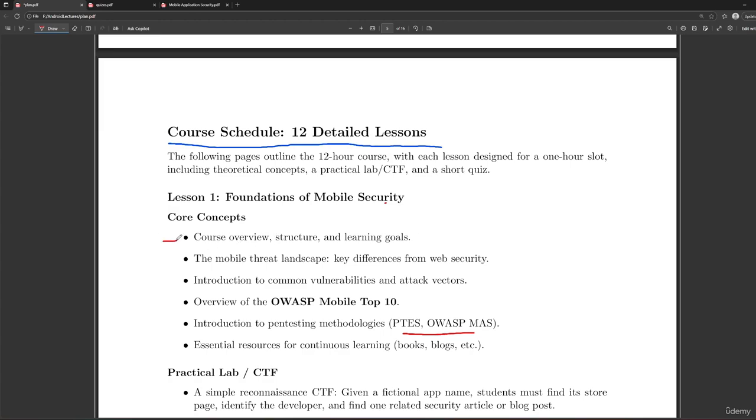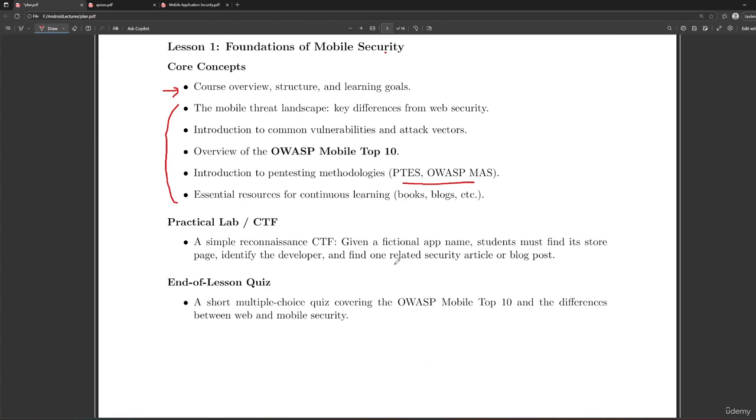So this is this video right now. We will be talking about the course overview, structure, and our goals. And after that, we will be covering some related terminology with mobile application security.